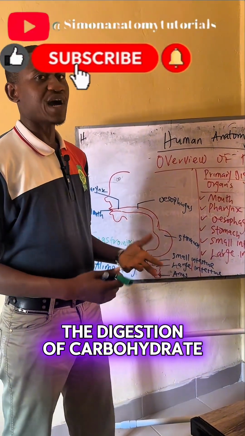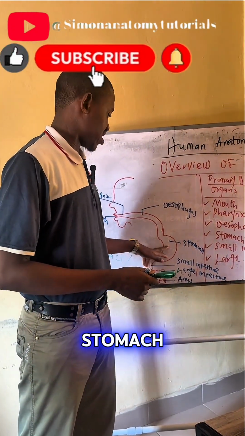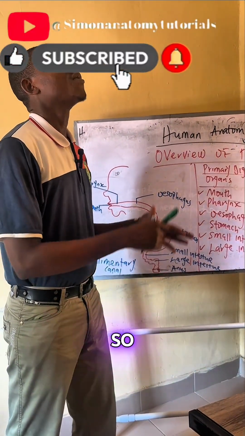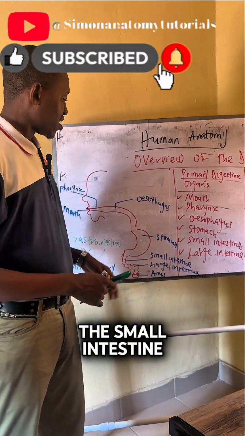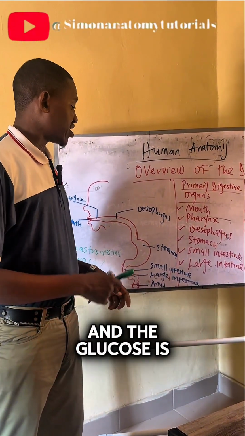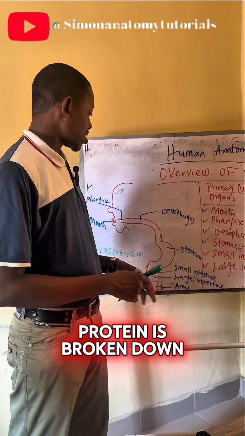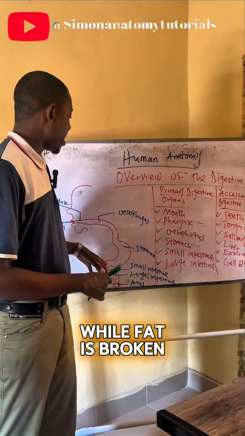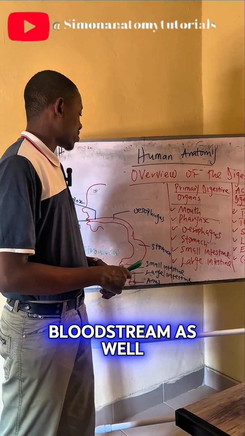It is important to know that digestion ends at the small intestine. The digestion of carbohydrate, for instance, begins from the mouth. The digestion of protein begins from the stomach, but the digestion of fat begins and ends in the small intestine. So all digestion of food molecules is completed in the small intestine. Carbohydrate usually is broken down to glucose, and the glucose is absorbed from the small intestine into the bloodstream. Protein is broken down into amino acids in the small intestine, and it is absorbed into the bloodstream, while fat is broken down into fatty acids and it is absorbed into the bloodstream as well.